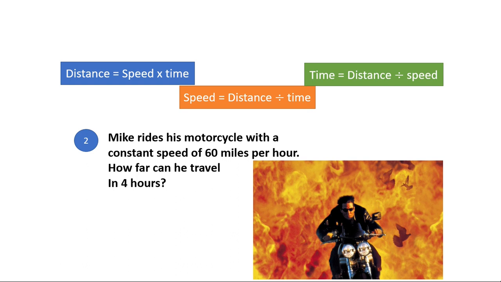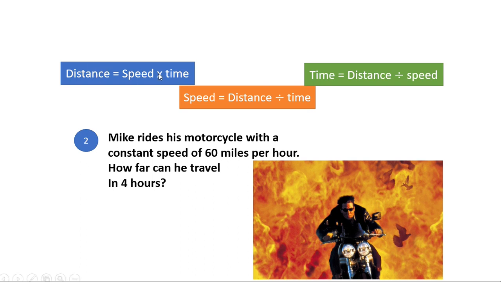Here's the next example. Mike rides his motorcycle with a constant speed of 60 miles per hour. How far can he travel in 4 hours? So I have the speed and I do have the time. I want to know how far he can go. So I need to calculate the distance.